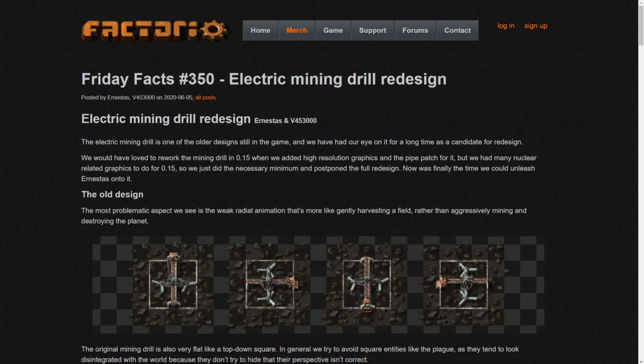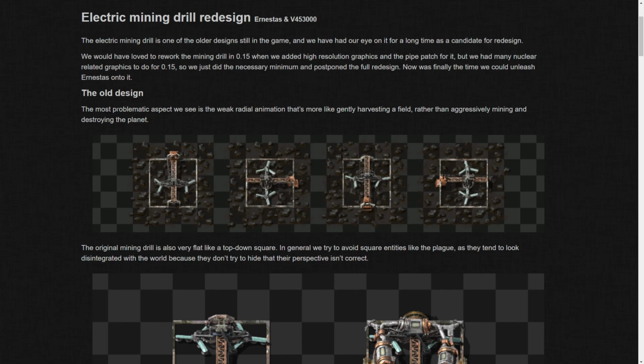So, the Electric Mining Drill is one of the older designs still in the game, and we have had our eye on it for a long time as a candidate for redesign. We would have loved to rework the mining drill in 0.15 when they added the high-res graphics and the pipe patch for it, but we had many nuclear-related graphics to do for 0.15, so we did the necessary minimum, postponed the full redesign. Now it's finally a time we could unleash Ernestes onto it. Unleash him. I like that. Yeah, right? They've been holding him back all this time. He's like, let me at it, I want to redesign. Yeah, they finally let go of the chains, and he just went straight into it.